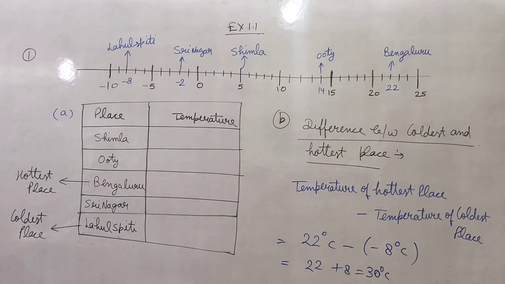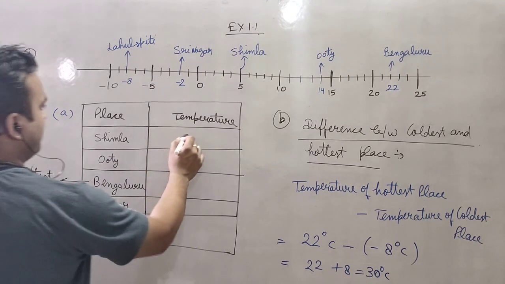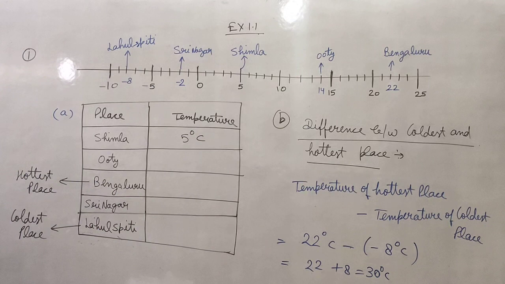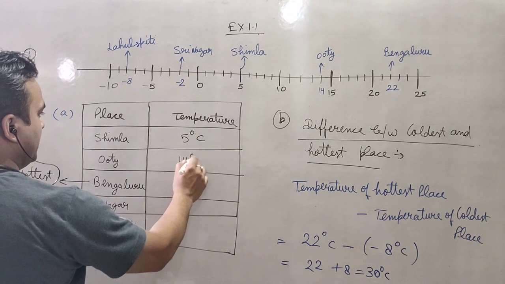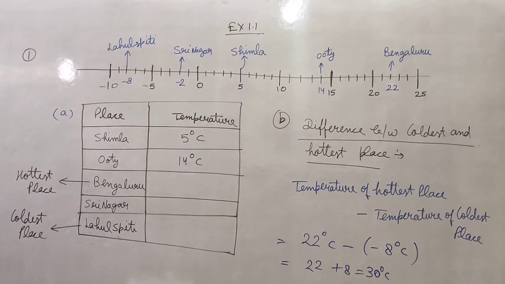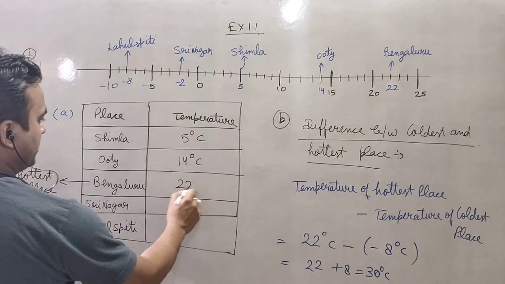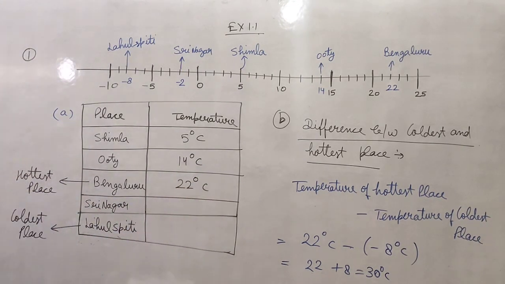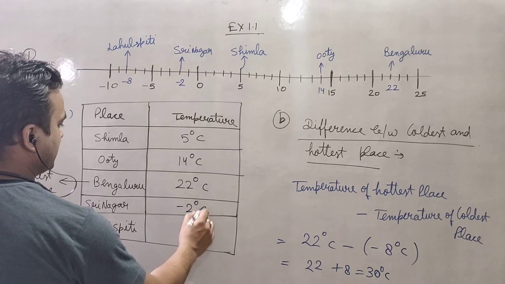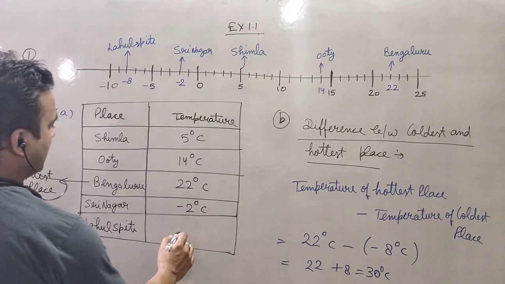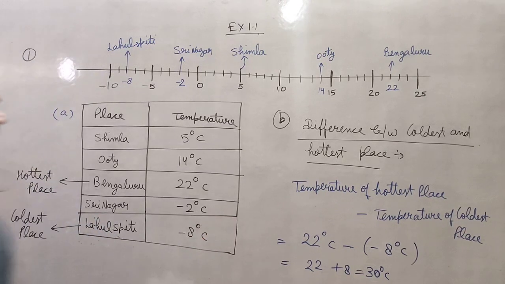Part A is asking to write the place and temperature. So I have made a table here, so you can write the temperature here. What is the temperature of Shimla? We can write here 5 degrees Celsius. What is the temperature of Ooty? You can write here 14 degrees Celsius. Temperature of Bengaluru 22 degrees Celsius. Srinagar, it is -2 degrees Celsius, and Lahaul Spiti -8 degrees Celsius.